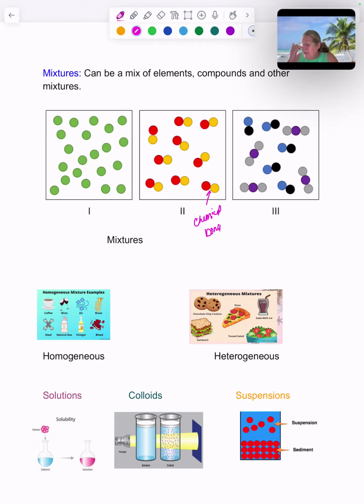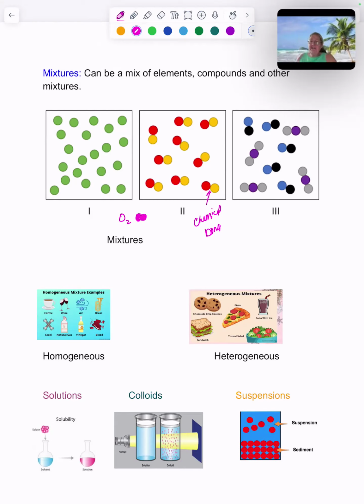If I had something like oxygen, which is an O2 of the same element, I would have them connected, but they would be the same color. So I would have two pinks connected to each other if I wanted to show what we call a diatomic molecule. The key is it's touching. And that would still be classified as an element because that's the purest form that this substance can come in.